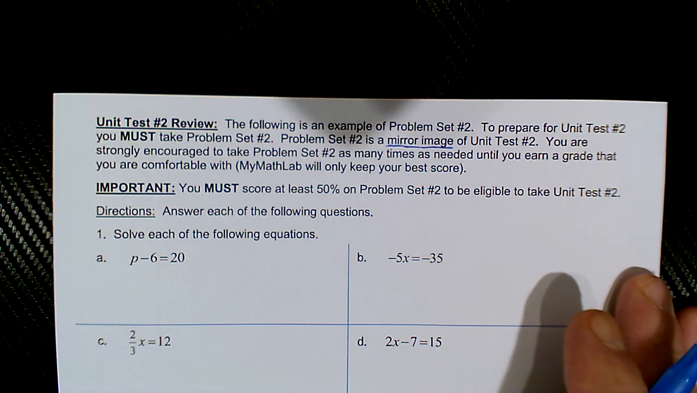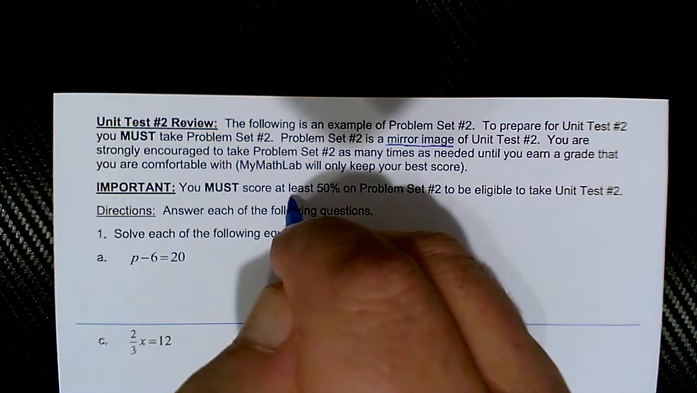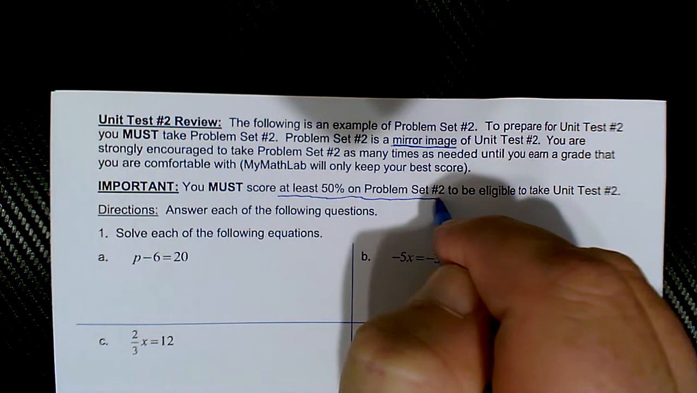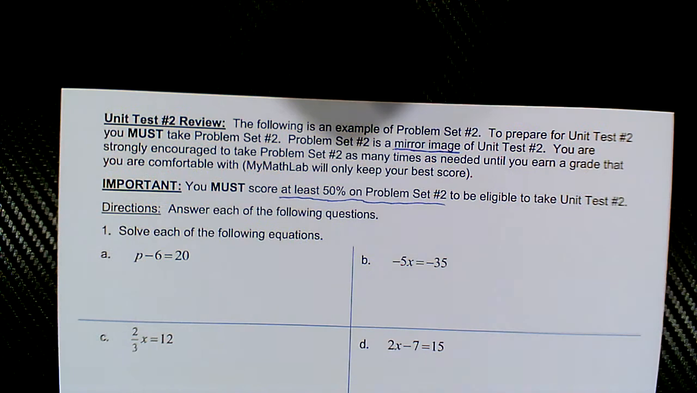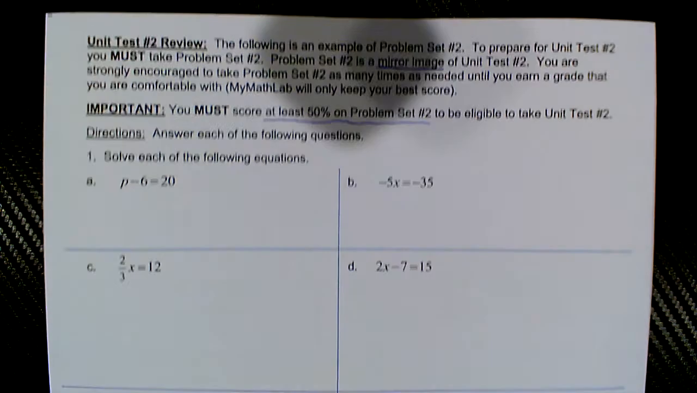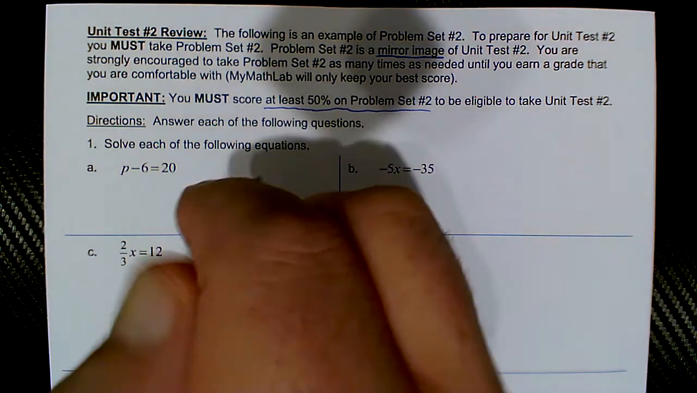And I am going to require that you score at least 50% on problem set number 2 in order to take unit test number 2. Because otherwise I feel it's almost pointless, because if you can't score 50% on the problem set, then chances are you're not going to score 50% on the unit test. So 20 questions, and take advantage of some of these simple ones in the beginning here.